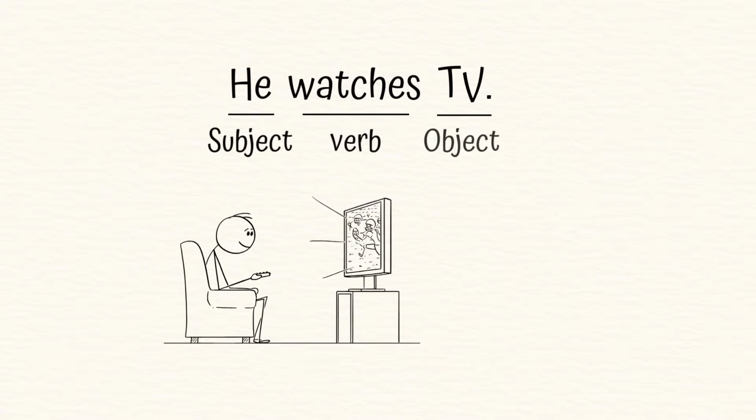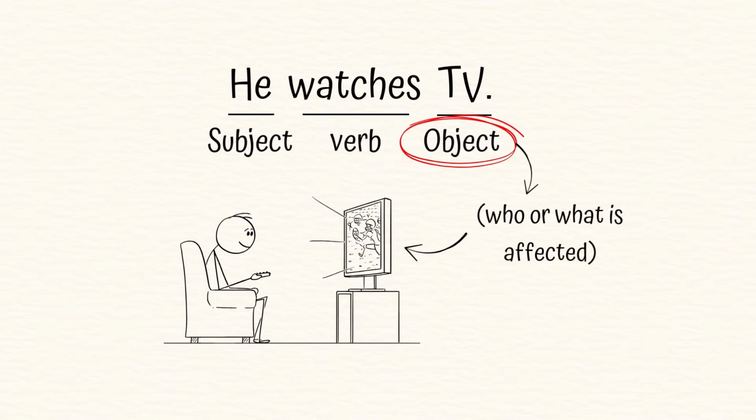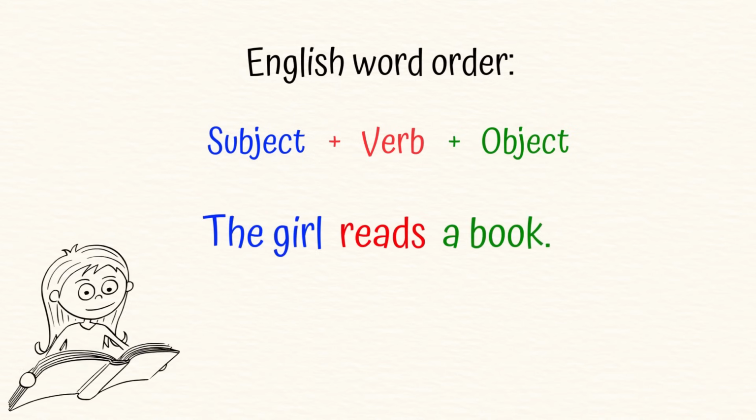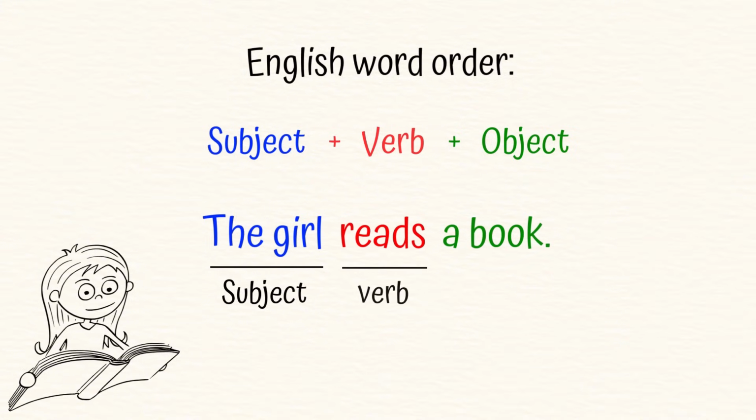After basic subjects and verbs, many sentences include an object: who or what is affected. English word order is usually subject plus verb plus object. For example, the girl reads a book. The girl, subject, reads, verb, a book, object.